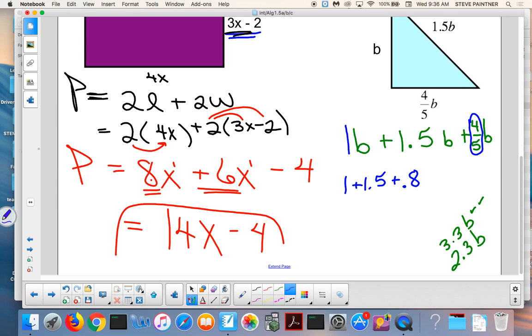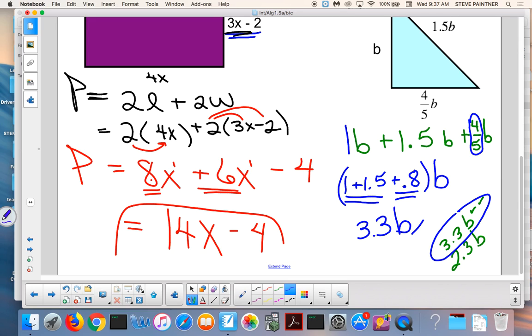So you add the three numbers up, and then you take it all times what common variable? B. They're all b's. You're going to get more b's. Well, this plus this is what? 2.5. And 2.5 plus another 0.8 ends up being what? 3.3. And how many b terms do you have? 3.3. You don't have 3, you don't have 4, you have in between. Good? Add like terms is all that is. Add like terms. Okay?